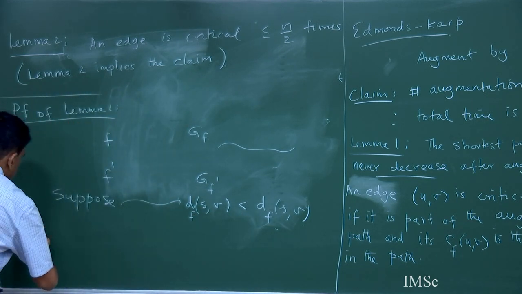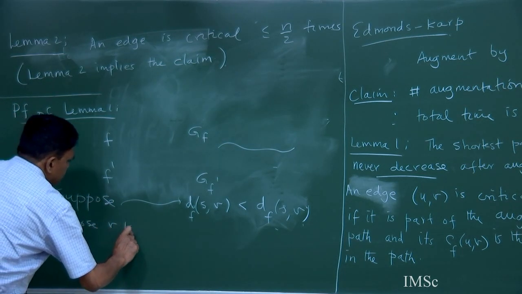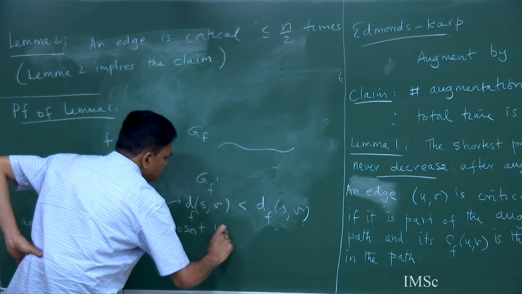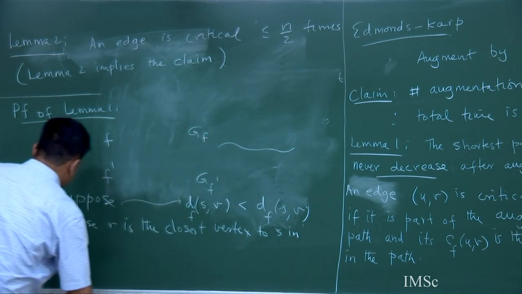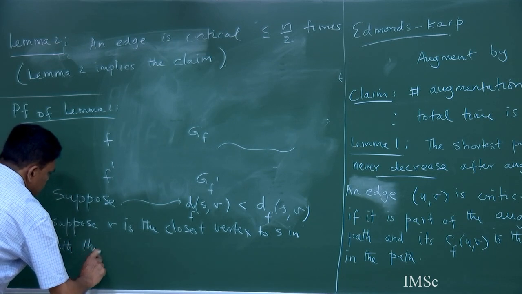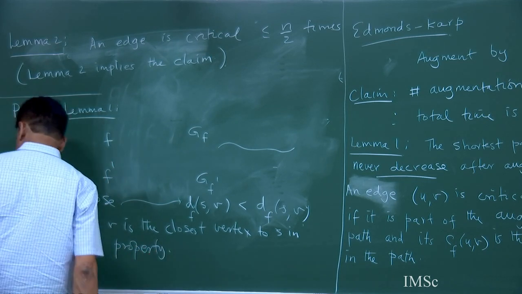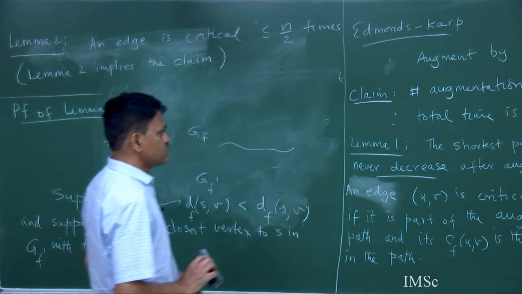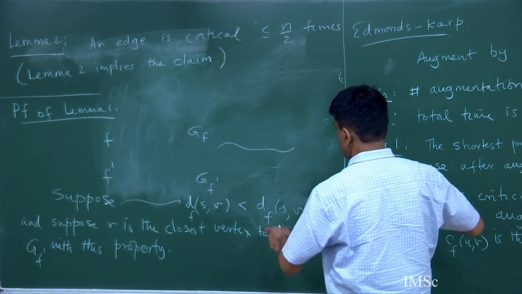And suppose V is the closest vertex to S in GF prime with that property. Okay, so the lemma we want to prove is clear, right? So we just want to get a contradiction for this.